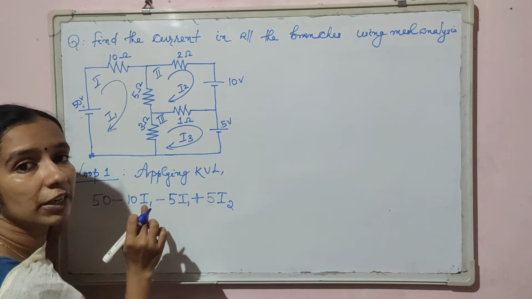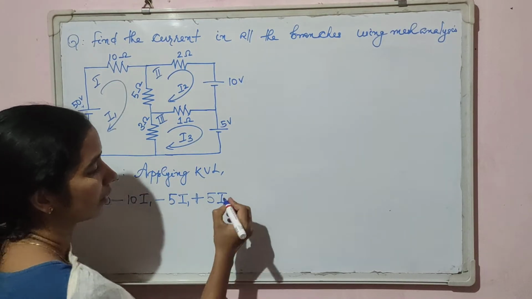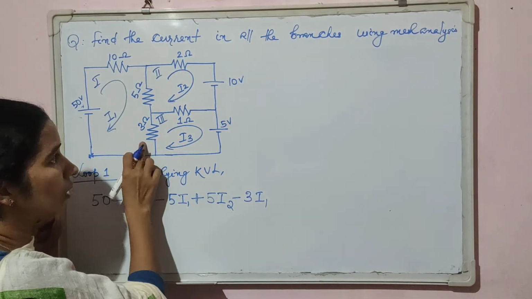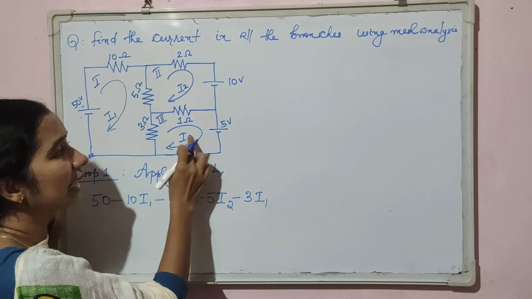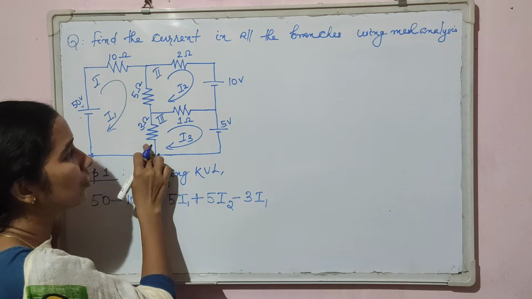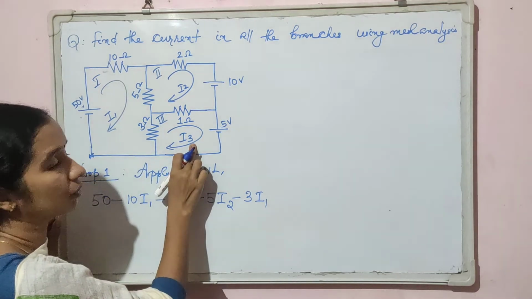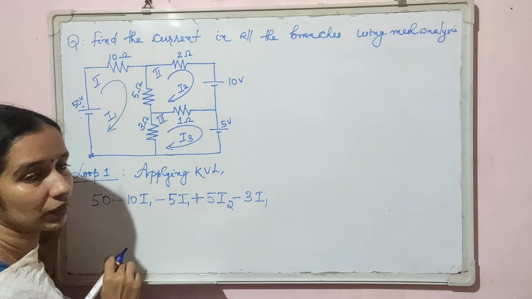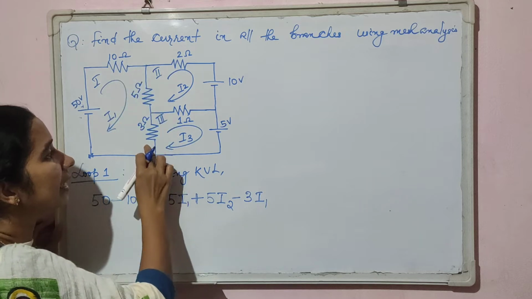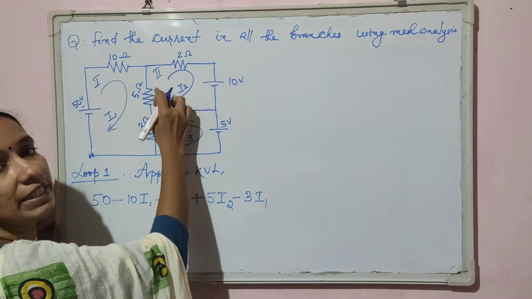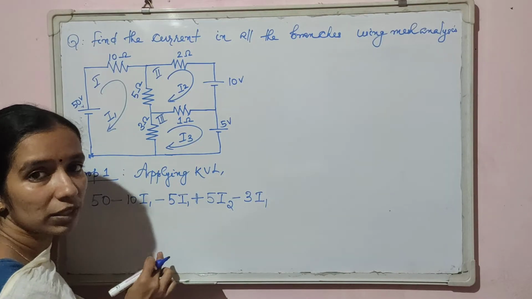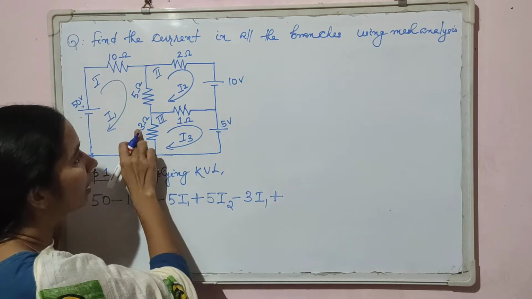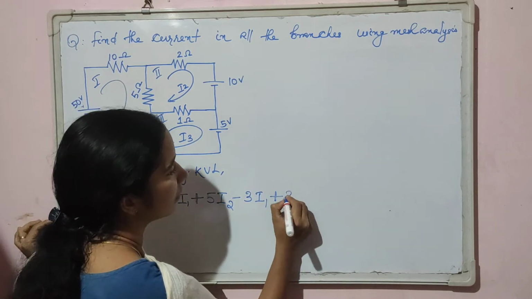So voltage drop on the 3 ohm resistor due to I1 will be negative, and it is minus 3 into I1. Now this 3 ohm resistor is common to loop 1 and loop 3. So there will be a voltage drop on the 3 ohm resistor due to I3 also. We can see this current I3 is also flowing through this 3 ohm resistor, and we are proceeding in this particular direction, and I3 is flowing in the opposite direction. So voltage drop on the 3 ohm resistor due to I3 will be positive, and it will be plus 3 into I3.